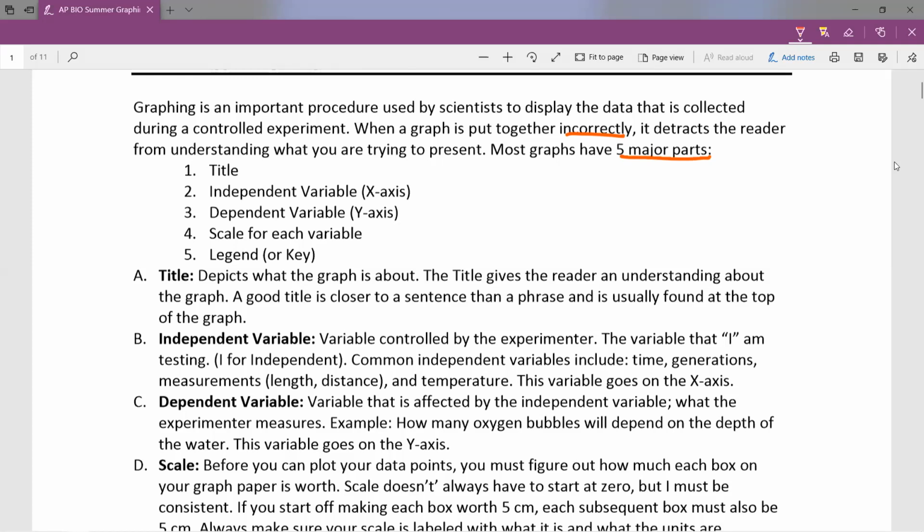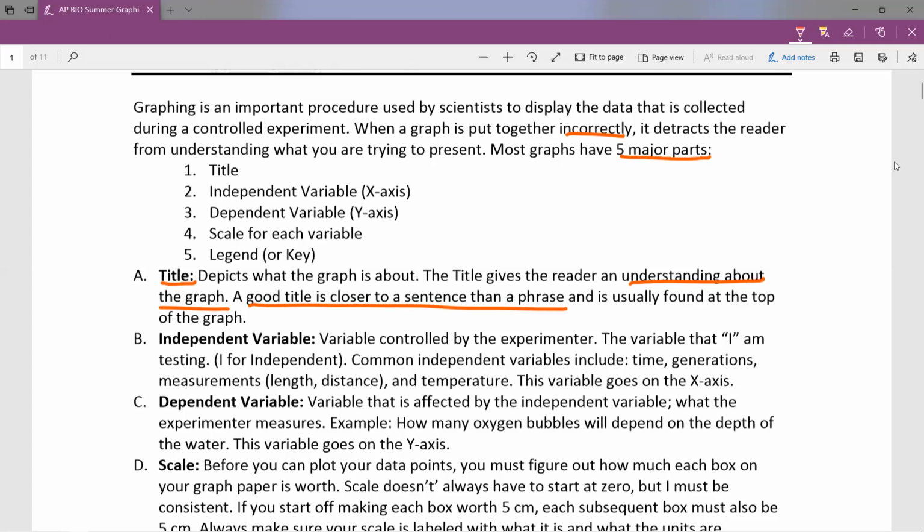So the title depicts what the graph is about. The title should give the reader an understanding about the graph, and more than the graph, it should give them a good idea of what the experimenter's study is. A good title is closer to a sentence than a phrase. Titles in graphs are like super concise descriptions of the study and what the graph is showing. And it's usually on top.